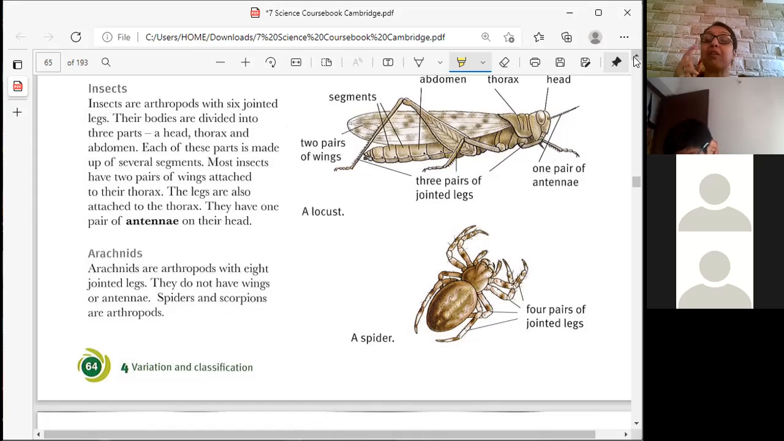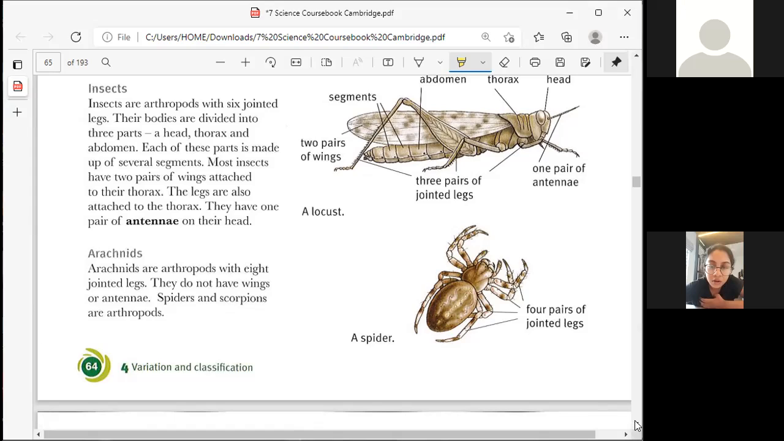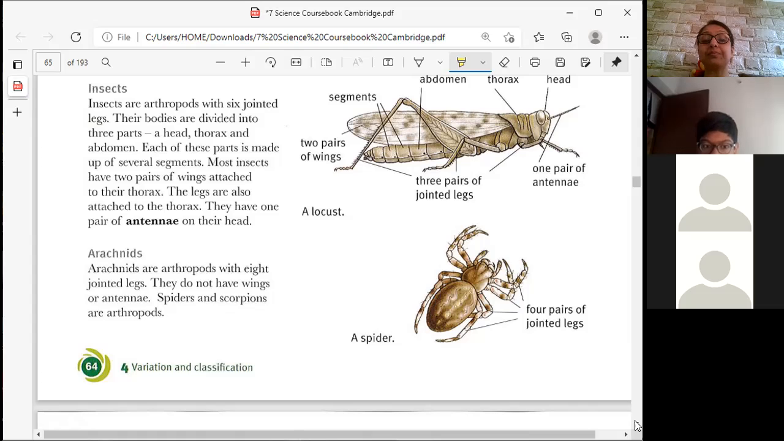Example, if you have to give for insects, you can say locust, cockroach. If you have to give it for arachnids, you will say spider, scorpion. They come into arachnids. Again, what you have to remember if it is arachnid? 8 joint legs, no wings, no antenna. Clear? Yes, ma'am. Can we go ahead now?